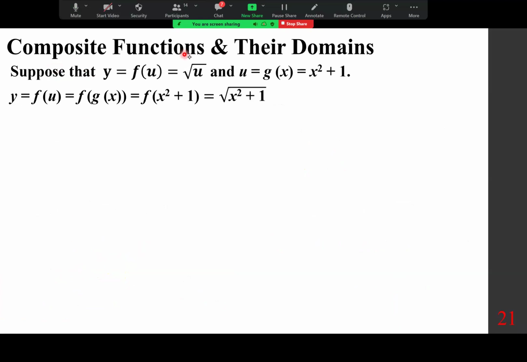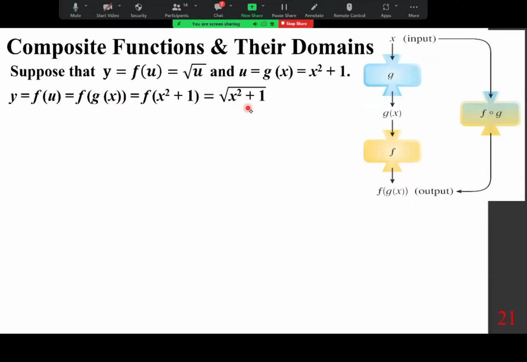Composite functions and their domains. Suppose that y equals f of u, or square root of u, and u equals g of x, or x squared plus 1. Y equals f of u equals f of g of x, which makes it f of x squared plus 1, which makes it square root of x squared plus 1. X is the input, the domain for g. G of x becomes the input, or the domain, for f. F of g of x becomes the output.